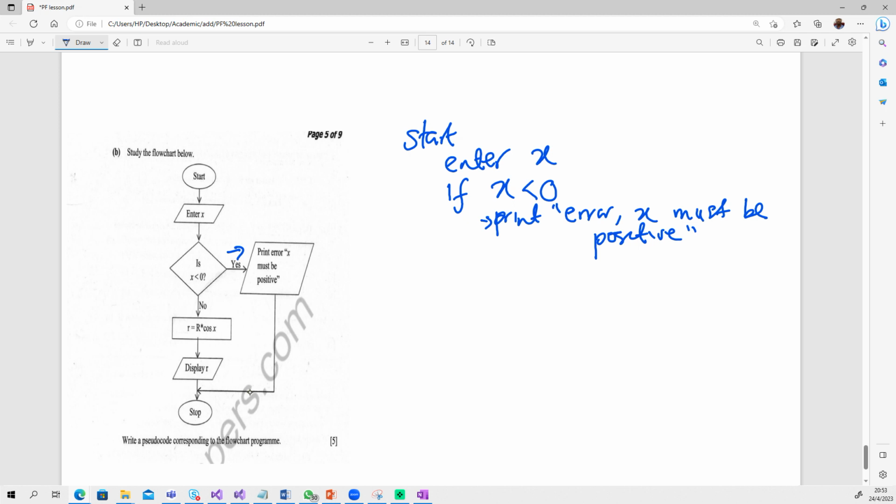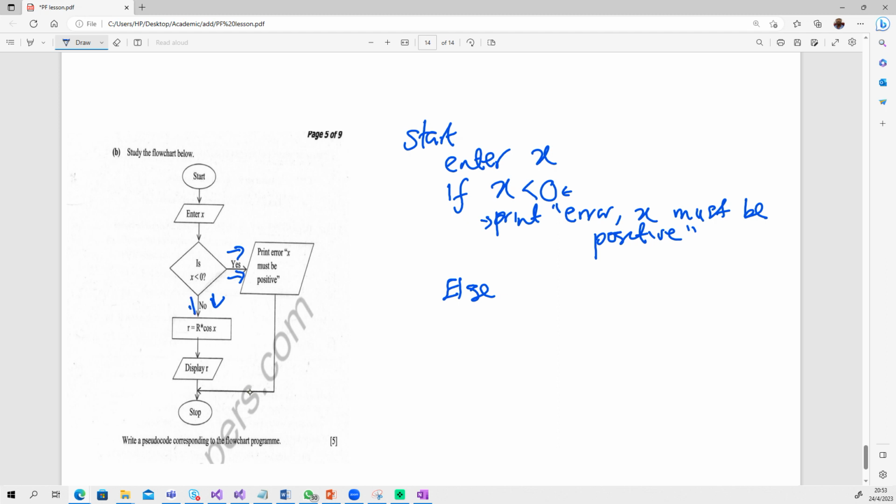Unlike the previous one, this one tells us to say if this condition is true, you do this. If it's false, you do this. So on the if, there's going to be an else. What does the else do? It tells us what we are going to do if this condition here was false.